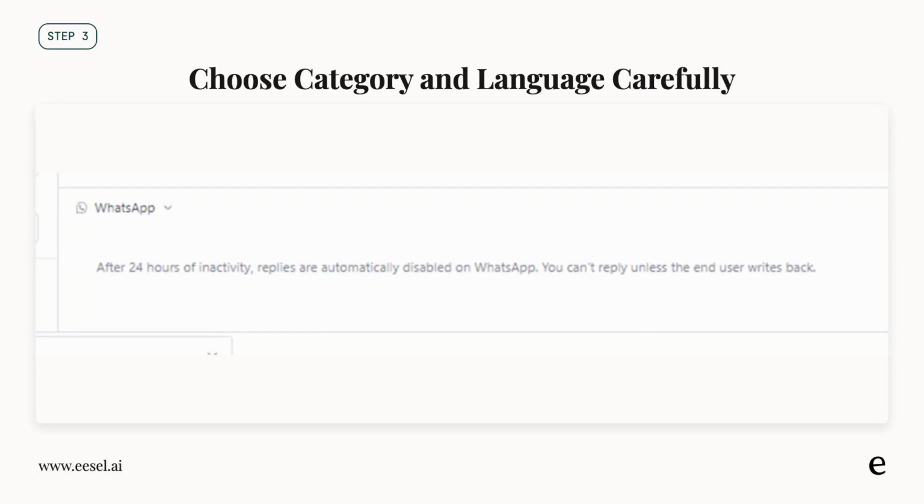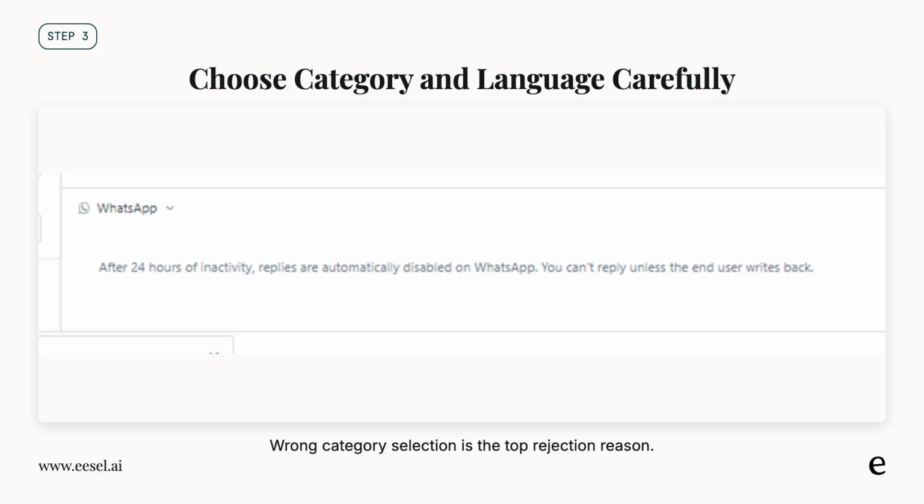When choosing a category, be honest about your content. If your message informs, it's utility. If it promotes, it's marketing. Mismatching categories is the single most common rejection reason, and Meta will either reject or reassign your template, adding hours of delay to your workflow.